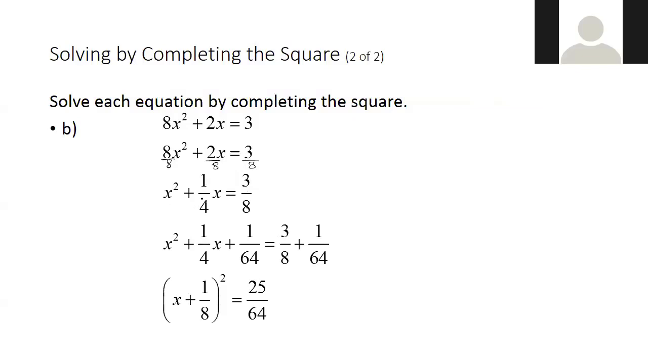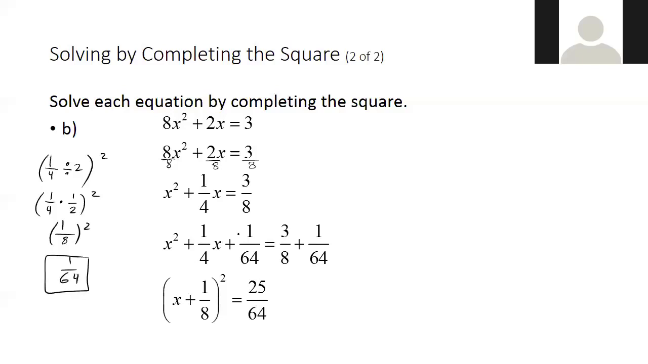I need to add something to both sides of the equation here to complete the square. We said we're going to take the coefficient of x, which is 1/4, divide it by 2, and then square it. Okay, what is 1/4 divided by 2? 1/4 divided by 2 would be multiplied by 1/2, right? You change the division to multiplication. So this would be 1 over 8 squared. What is 1/8 squared? 1 over 64. So everybody see why I'm adding 1 over 64 to both sides of the equation here?